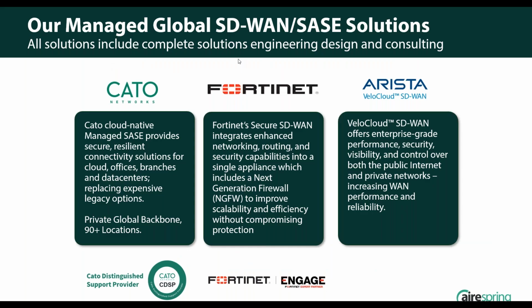So let's talk about some of the options, right? So some of the managed services that we've already talked about. With AireSpring, you've got choices when it comes to SD-WAN and SASE. If you're looking for a cloud-native SASE platform with their own private global backbone, Cato is where we have that covered, right? It's modern. It's built from the cloud first perspective. It's scalable. It replaces the old legacy stuff that's kind of weighing down IT organizations.